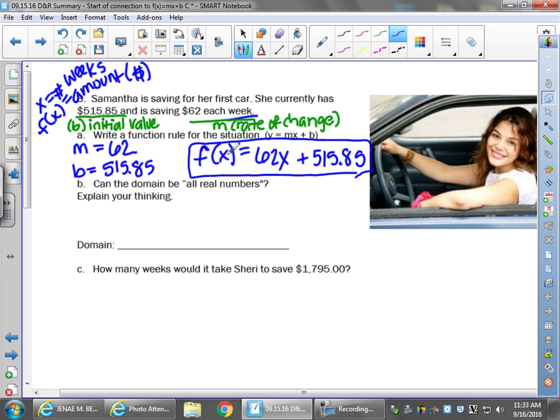Now, we're asked a follow-up question here. Can the domain be all real numbers? What is the domain all about here? What do we think? Number of weeks. So it's asking you, can the domain be negative infinity to infinity? Why not? Can't be technically both yes and no. So let's pick one. I'll help you vote. It's no, but why?